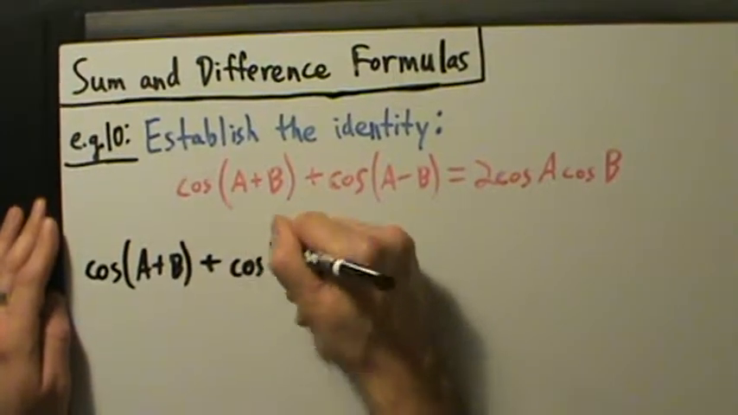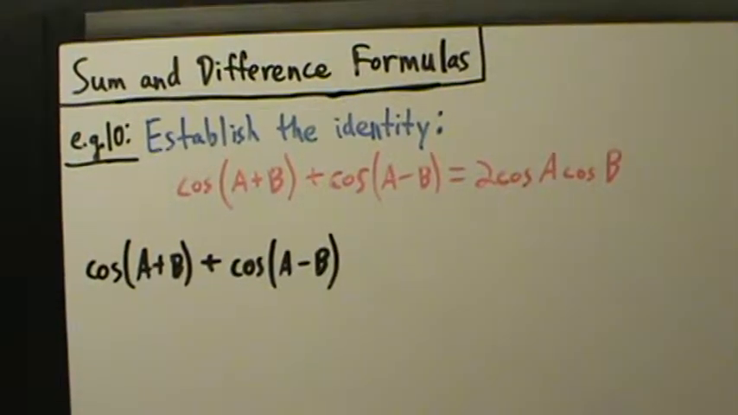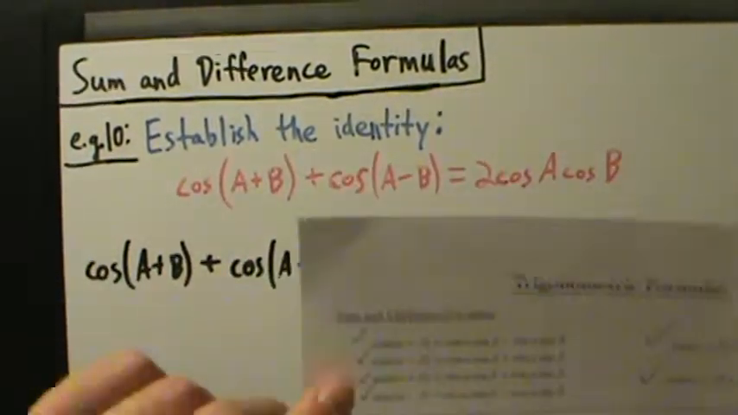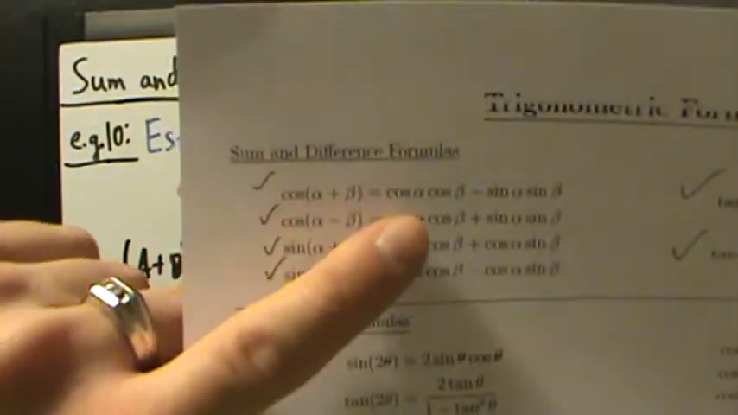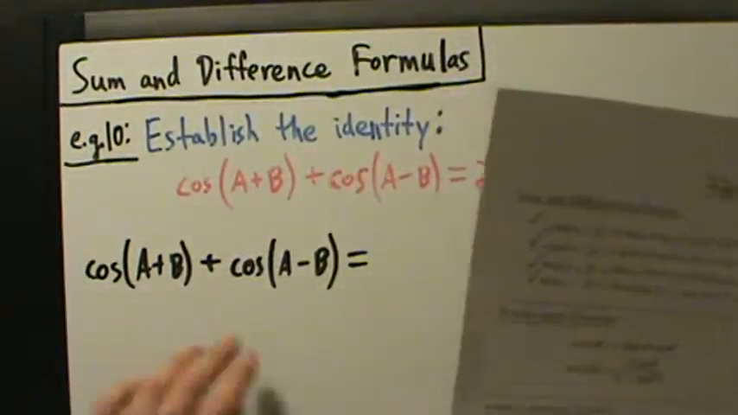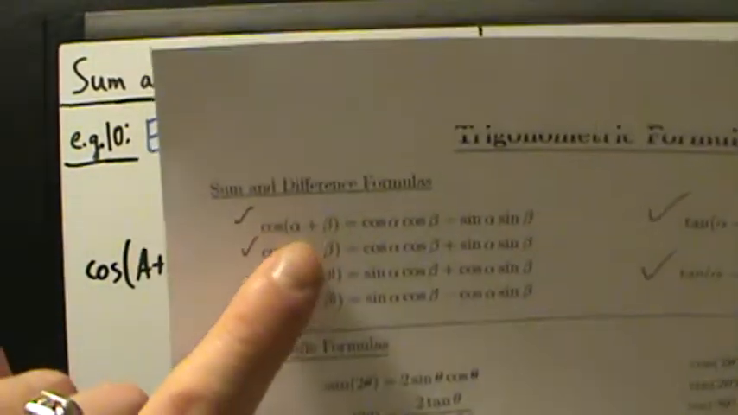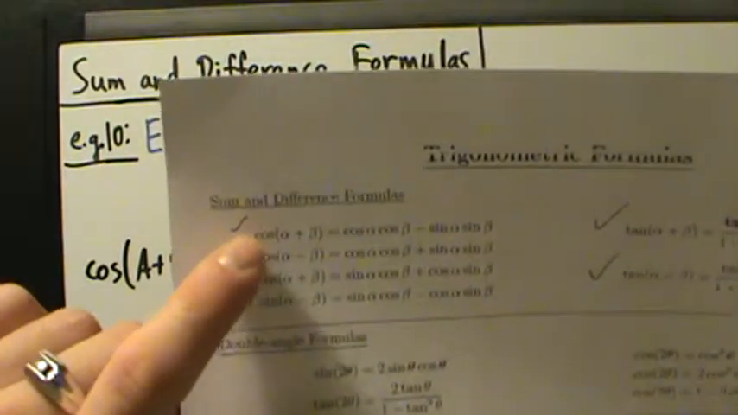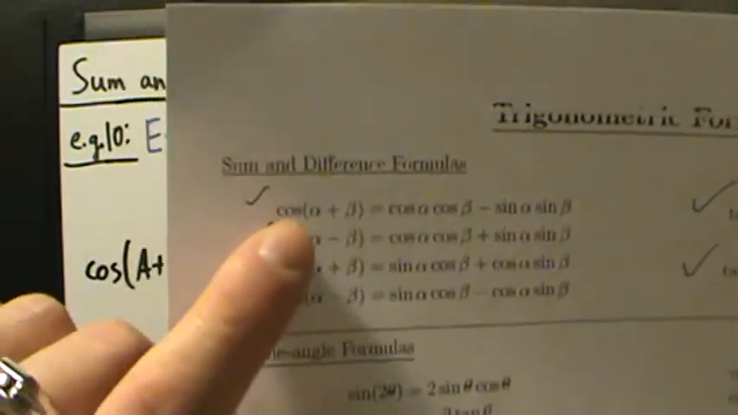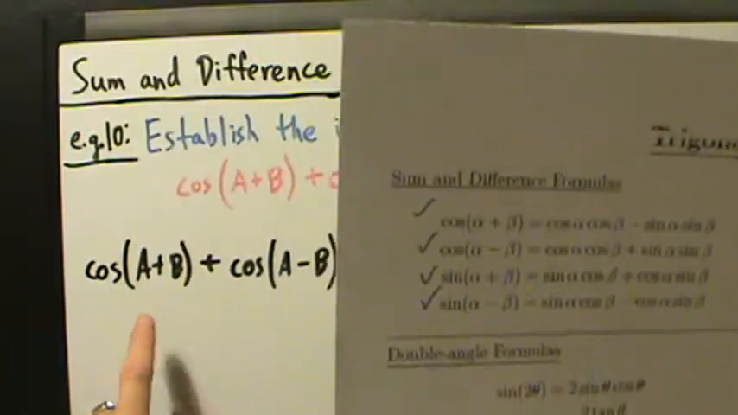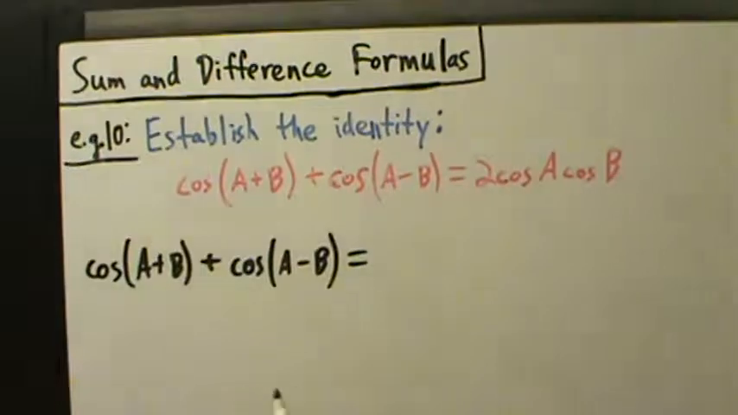So cosine of A plus B plus cosine of A minus B. If we go to our sheet here, so cosine of alpha plus beta. Notice these formulas are in terms of alphas and betas, not A's and B's, but that makes absolutely no difference at all. It does not matter whether you call them A and B or alpha and beta or theta and phi, X and Y, it does not matter at all. The point is cosine of one angle plus another angle. So in terms of A and B, it's going to be cosine A, cosine B minus sine A, sine B. So let's go ahead and write that down.